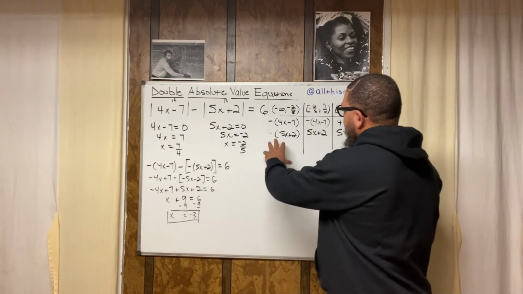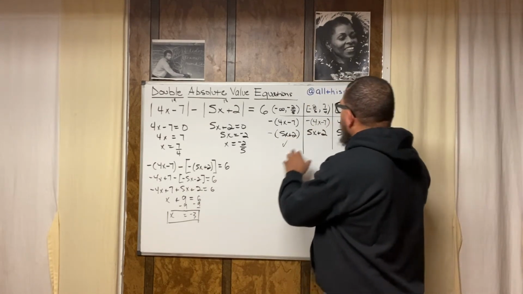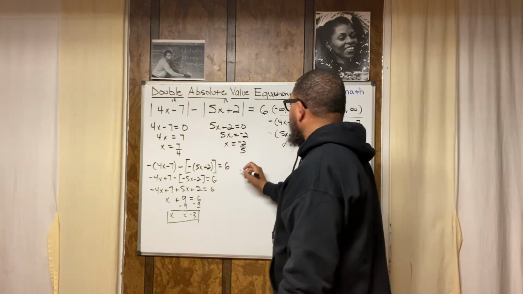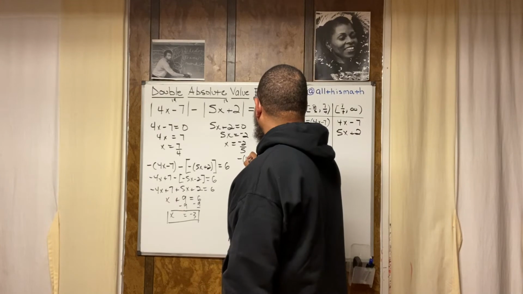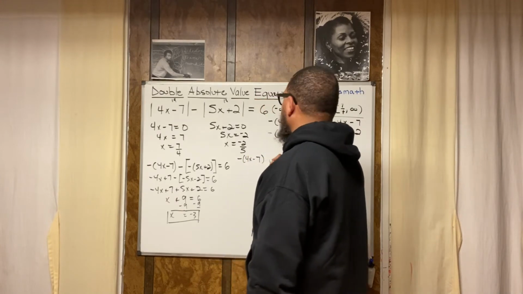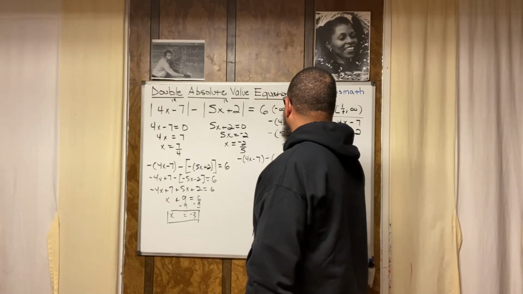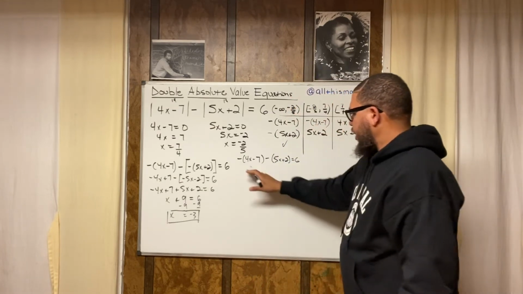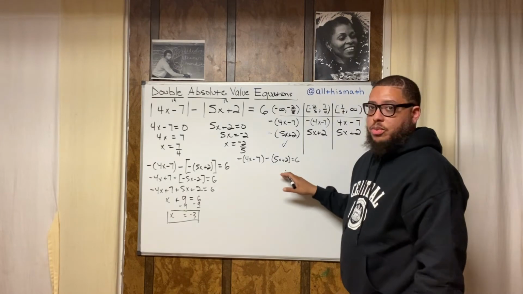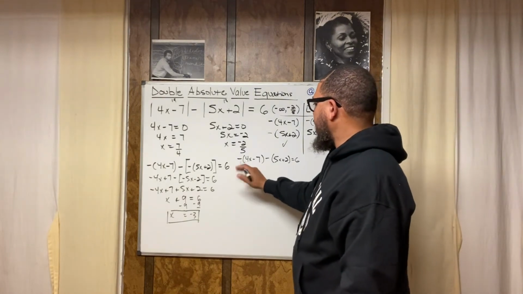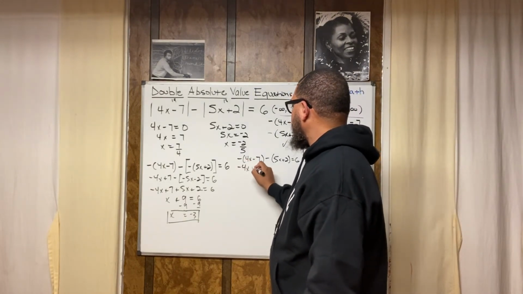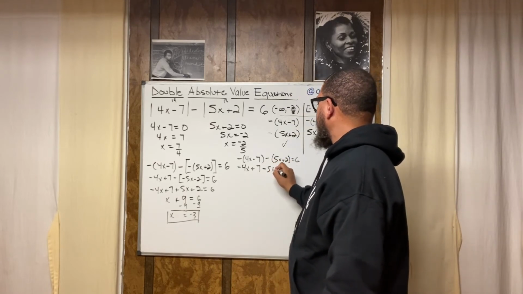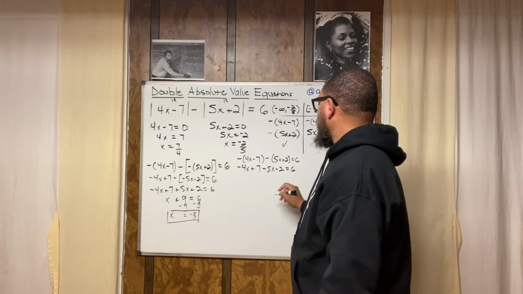All right, we did that equation. So we got that one out the way. Now we got 2 more equations to do using these 2 expressions. So now I'm going to do negative quantity 4x minus 7 minus the quantity 5x plus 2 is equal to 6. That's my second equation. All right, I distribute the negative sign. That's going to be negative 4x plus 7. Distribute the negative sign. That's going to be minus 5x minus 2 is equal to 6.